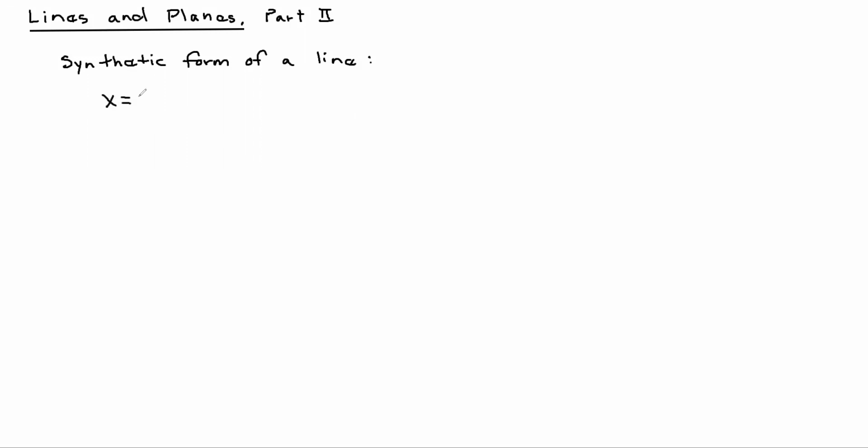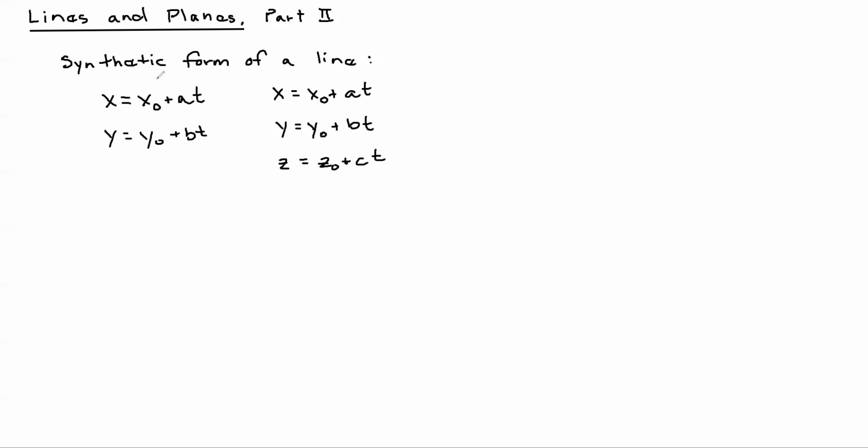So for example, in 2 dimensions, we have x equals x naught plus at and y equals y naught plus bt. Or in 3 dimensions, we have x equals x naught plus at, y equals y naught plus bt, and z equals z naught plus ct. If you take the 2-dimensional equation, solve for t in both equations and set them equal, you'll generate the synthetic form. The same thing is true for these 3 equations, except you have to solve for t in all 3 equations.